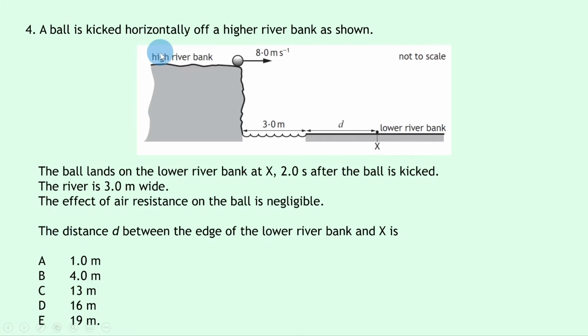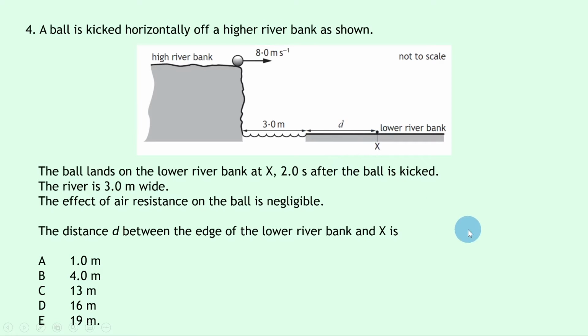Question 4 says a ball is kicked horizontally off a higher riverbank as shown. So we've got the ball projected at 8 meters per second horizontally and it's landing at point X on the lower riverbank, which is a distance of 3 meters plus D to get to X. It then says the ball lands on the lower riverbank at X 2 seconds after the ball is kicked. The river is 3.0 meters wide. The effect of air resistance on the ball is negligible. The distance D between the edge of the lower riverbank and X is. So we want to find this distance D here.